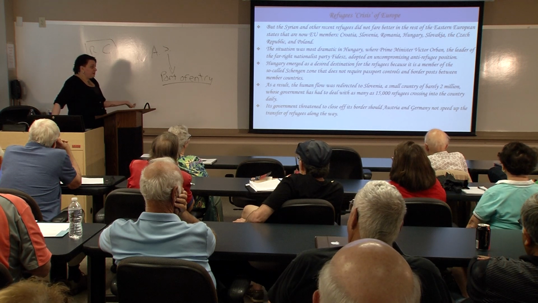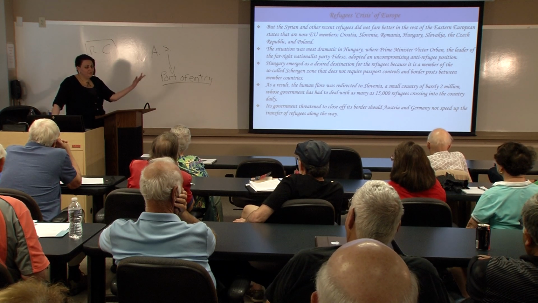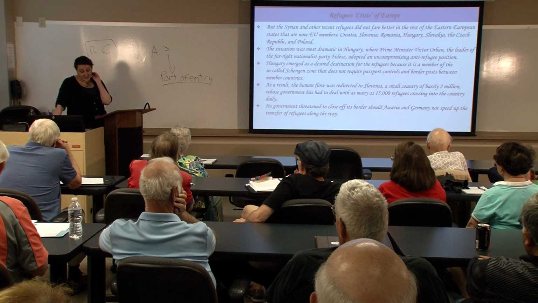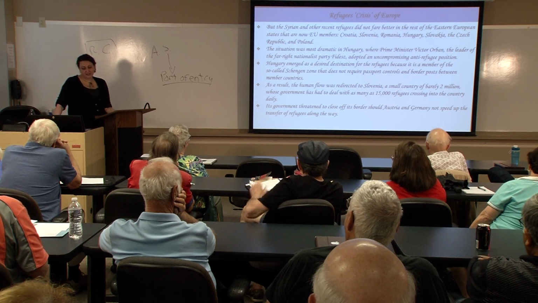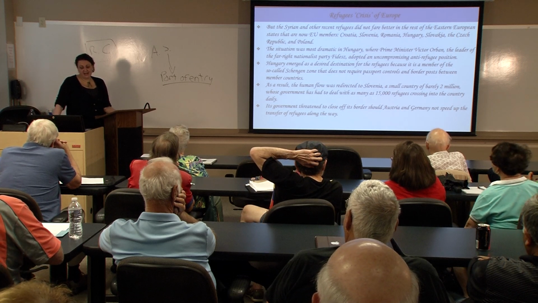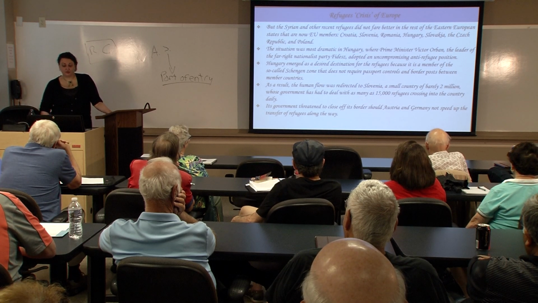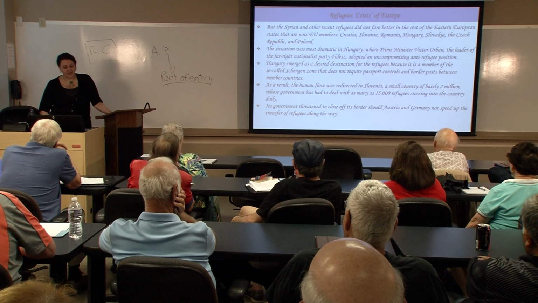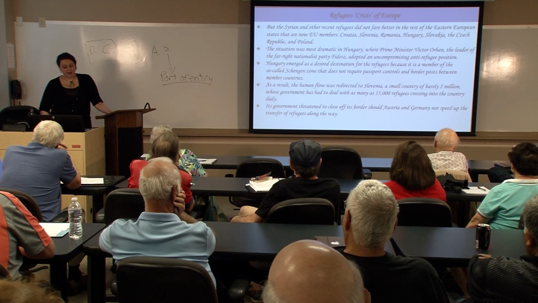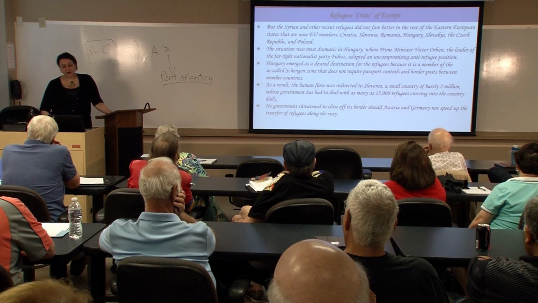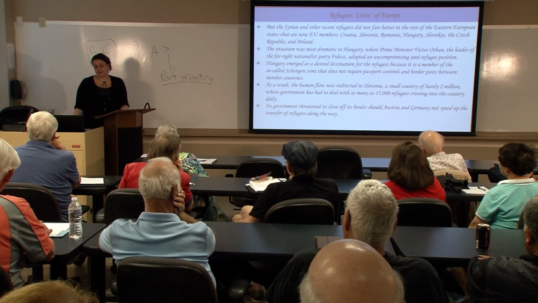So because of the problem in Hungary, most of the refugees ended up going to Slovenia, which is a small country of barely 2 million, whose government has had to deal with as many as 15,000 refugees crossing into the country daily. Its government threatened to close its border off should Austria and Germany not speed up the transfer of refugees along the way.